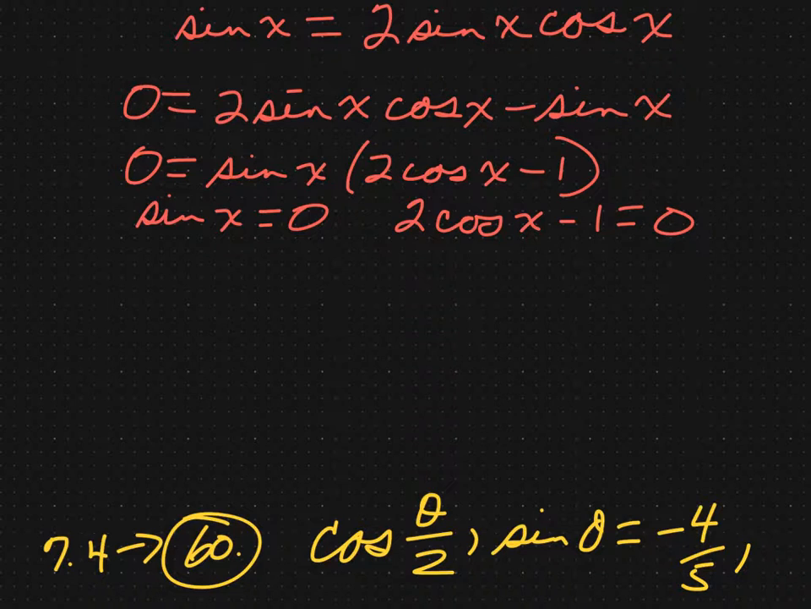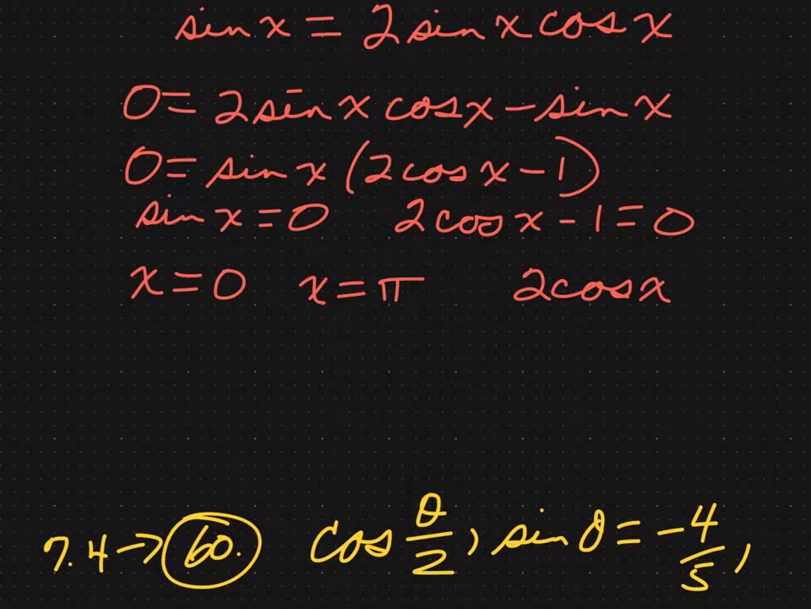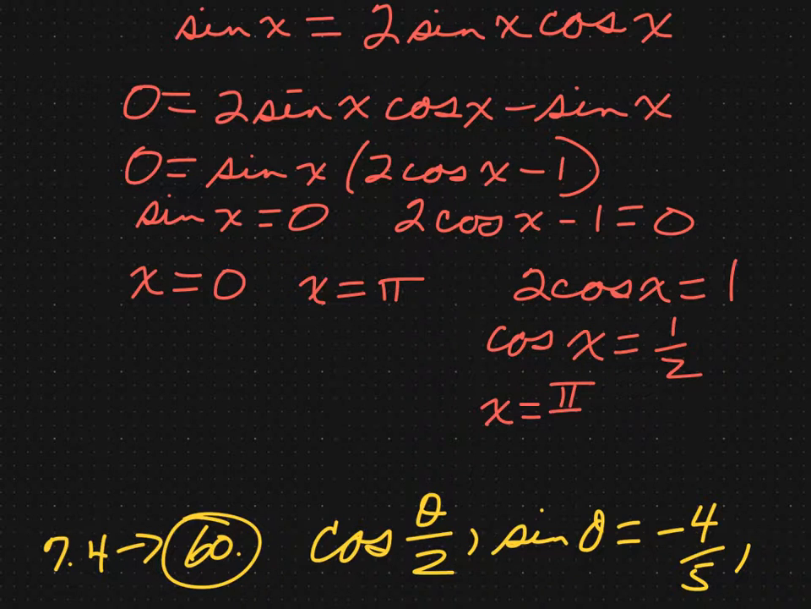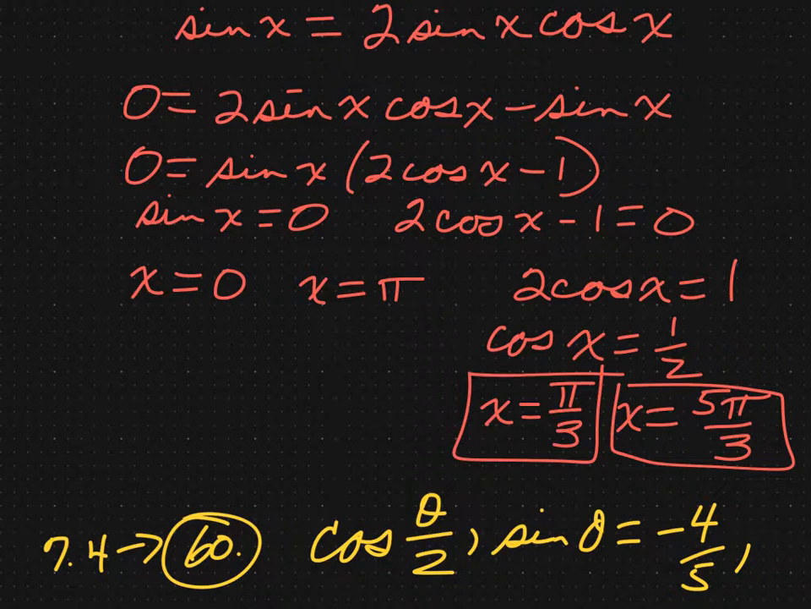So on the interval from 0 to 2 pi, sine is 0 at 0, and sine is 0 at pi. Over here it would mean that 2 cosine x is equal to 1. So cosine of x is equal to 1/2. And cosine is 1/2 at pi over 3 radians. And it's also 1/2 at 5 pi over 3 radians. So 4 solutions.